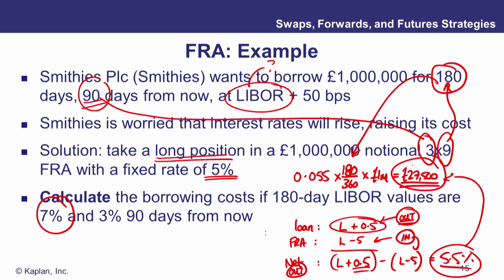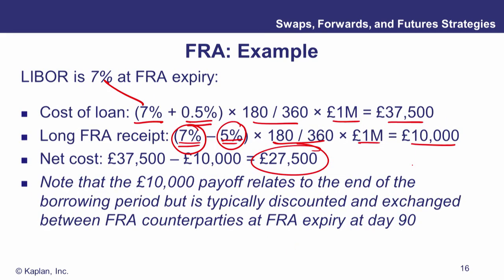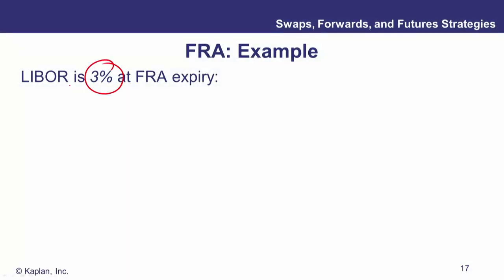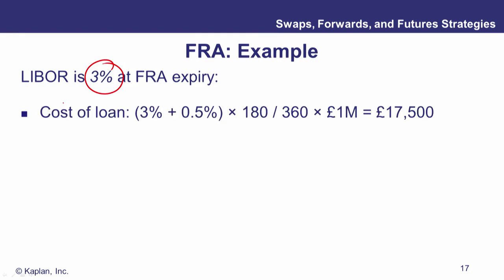Similarly, it's no surprise. This net cost, by the way, is ignoring the discounting of the FRA payoff back to the start of the period. That's an important point made by the final bullet point on the slide. If you actually wanted to look at what the FRA was paying off, you'd have to discount this £10,000 back from the end of the borrowing period to the start of the borrowing period for 180 days at that rate of 7%. So the FRA would actually pay out slightly less than 10,000 at the start of the borrowing period.